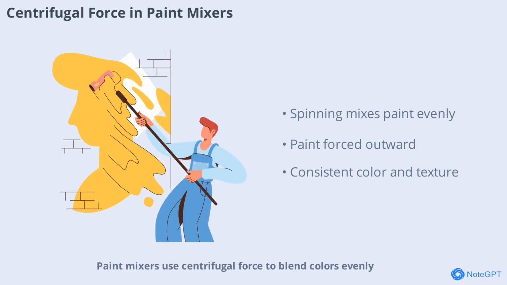Paint mixers use centrifugal force to blend colors evenly. As the container spins, paint is forced outward, mixing thoroughly. This process ensures a consistent color and texture, showing how centrifugal force is used in manufacturing and art.